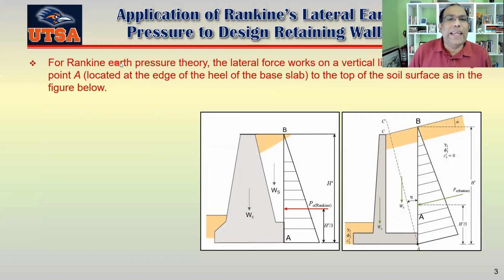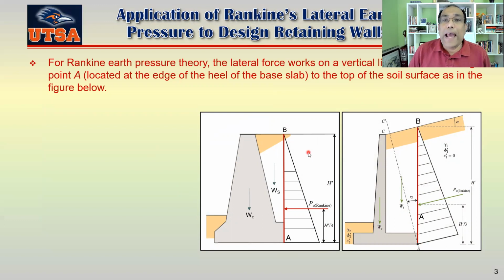So for Rankine earth pressure theory, the lateral force works on a vertical line. I'll just show that one here. You can see this is the line here. This is actually the point located at the edge of the heel of the base slab. So we usually go to this point either here or here. Then we just draw a line vertical to the surface, okay? From A, the vertical line will intersect with the top surface at point B.